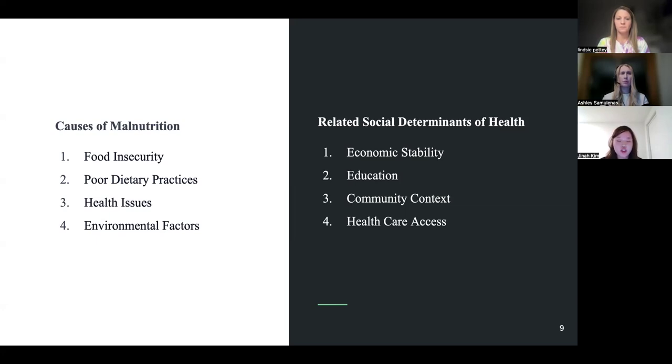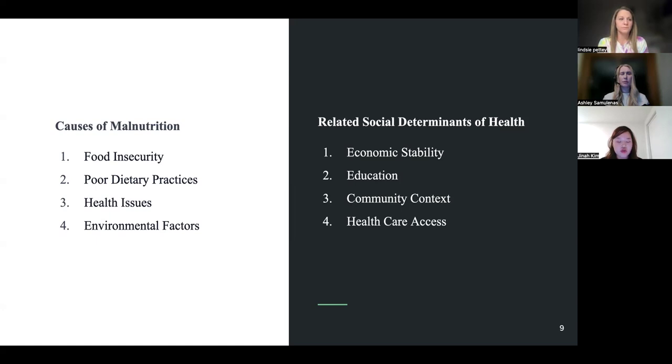Number three, health issues, chronic diseases affecting the absorption, where conditions like inflammatory bowel disease and ulcerative colitis can lead to reduced nutrition absorption, and also celiac disease, an autoimmune disease that damages the small intestine in response to gluten, preventing the absorption.